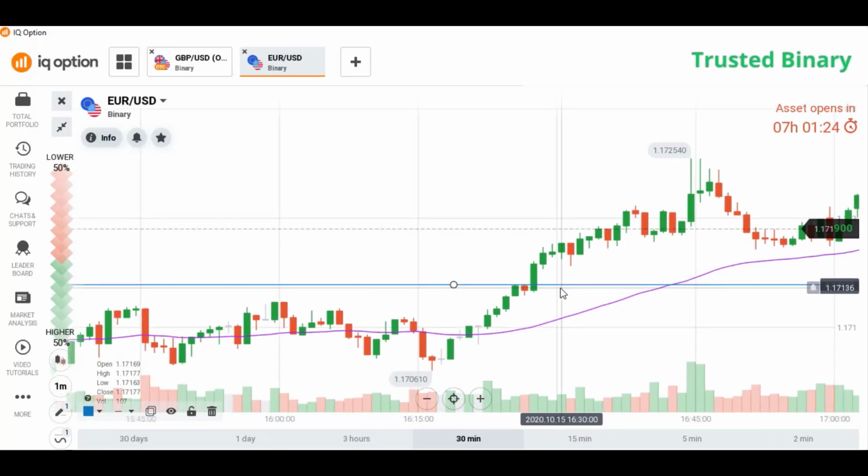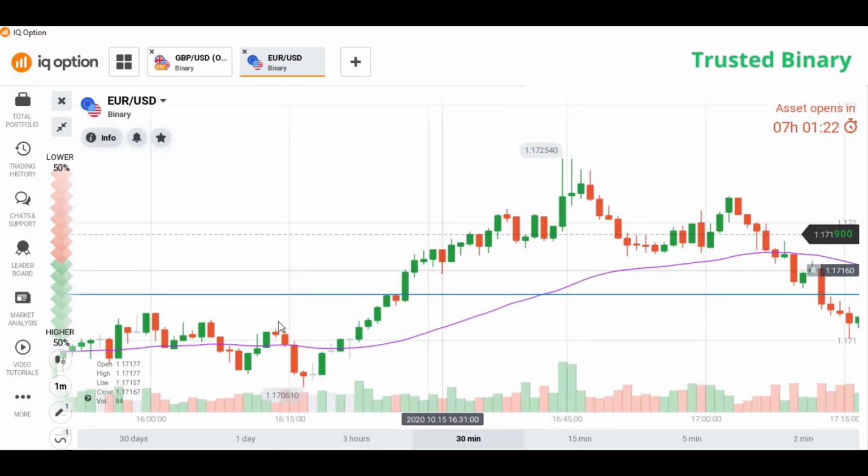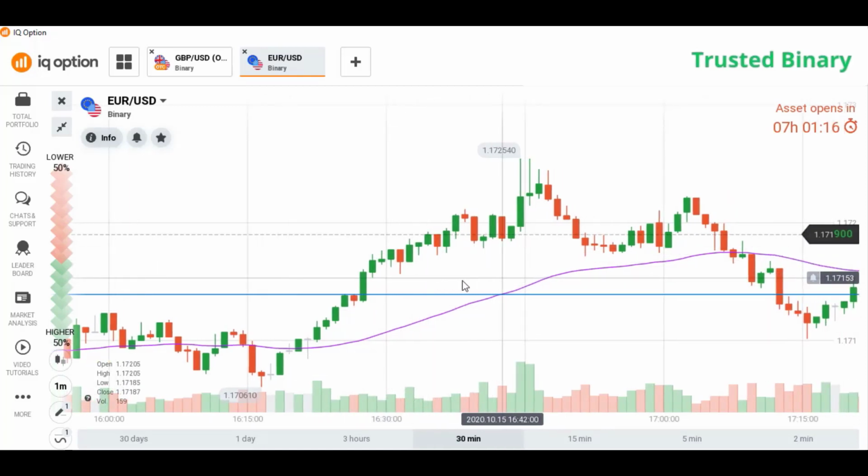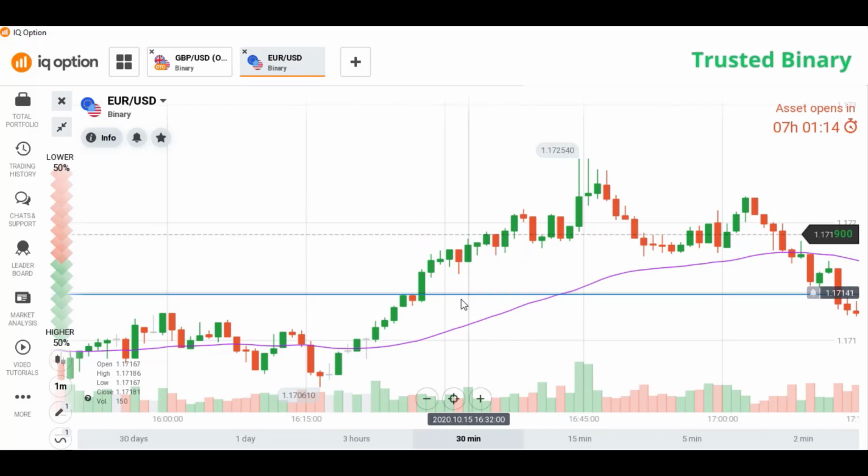So this is all about inside bar psychology, inside bar pattern psychology, trend continuation pattern psychology. So we can place our trade again and again in this type of setup.